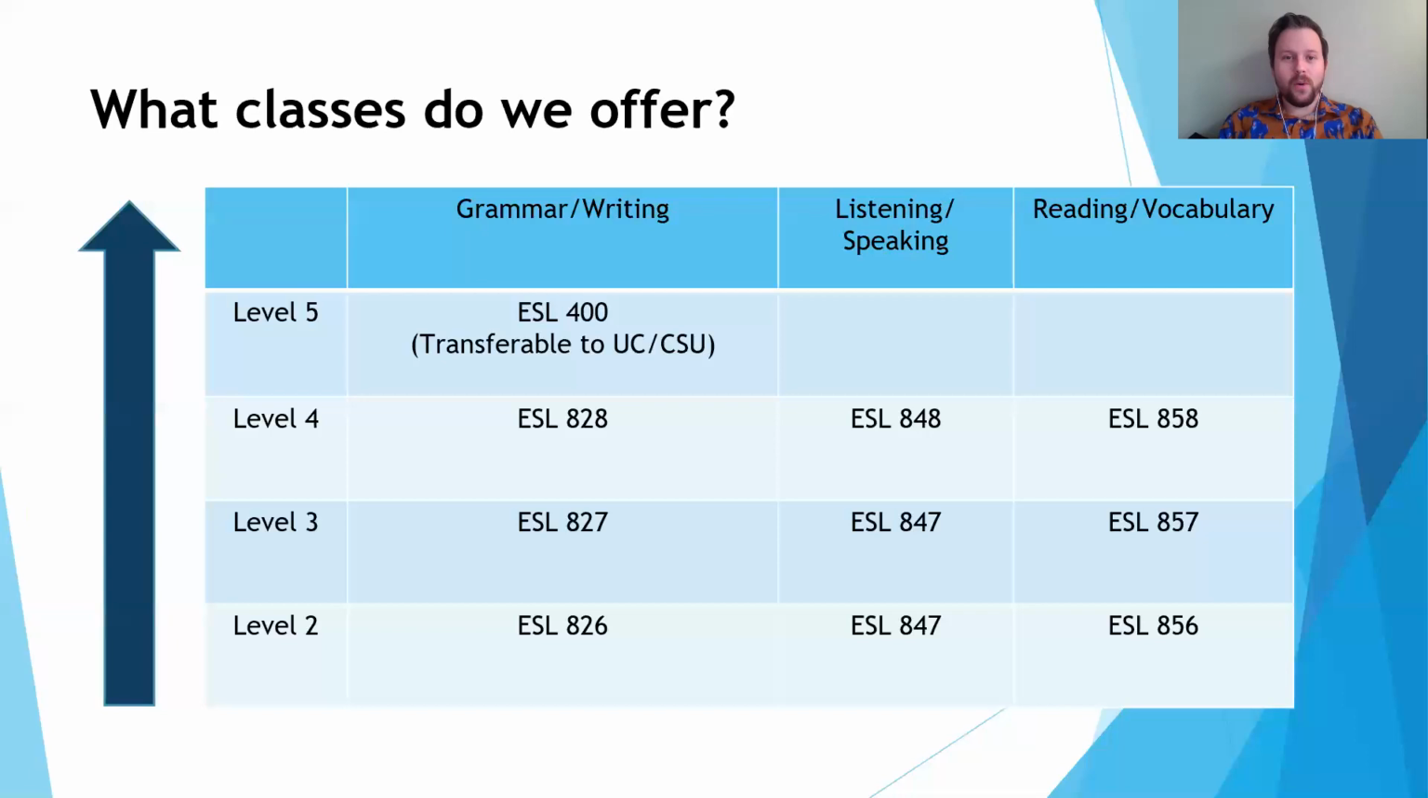Here is a chart showing the classes and levels that we offer. Most of our classes range from level 2 to level 5 and range from low intermediate to high intermediate to low advanced and high advanced. So most of our classes are either intermediate or advanced level classes.